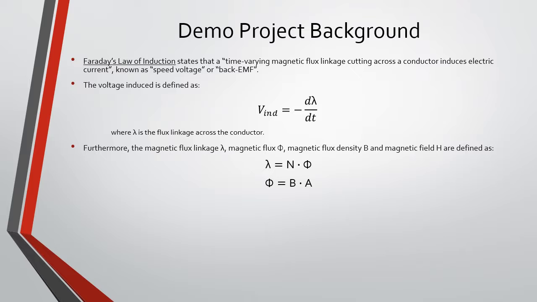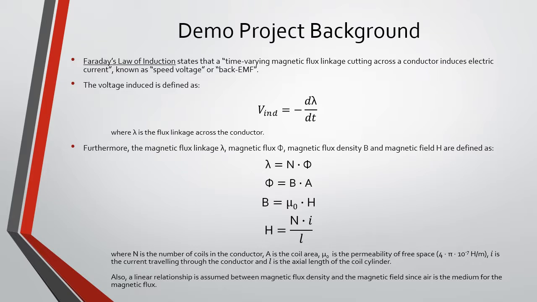Magnetic flux density is defined, if we assume a linear relationship between it and the magnetic field due to air being the medium, as the product of the permeability of free space times a magnetic field. And that magnetic field, based on Ampere's law for a coil, can be defined as the number of coils times the current in those coils divided by the axial length. Ultimately, the induced voltage is found to be a product of several constant terms times the time rate of change of current in the coil.